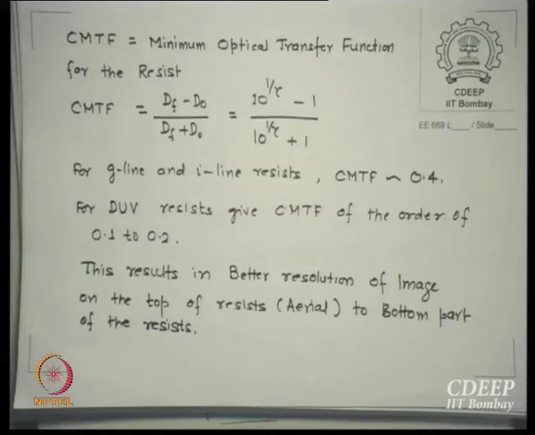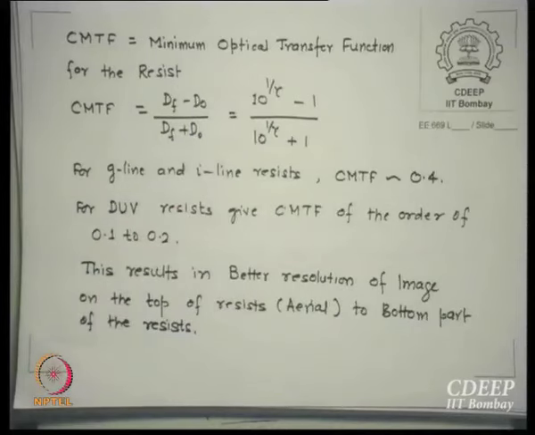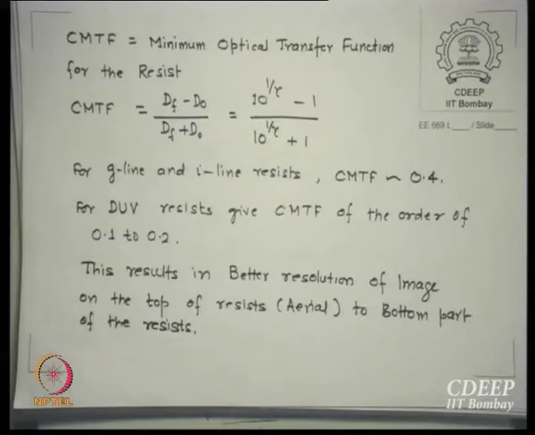We'd like to see how it is possible. You can see if DF is closer to D0, what is CMTF? 0. So the smaller the value of CMTF, the better the resolution you are going to get. This is called the minimum optical transfer function. Maybe when I look at lenses, I will show you what transfer functions actually are.